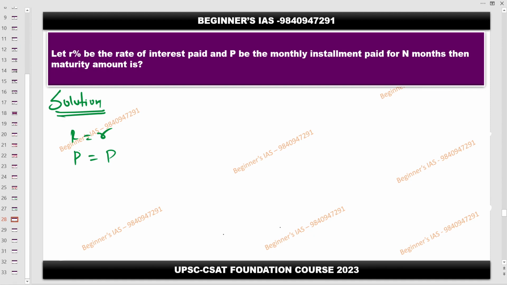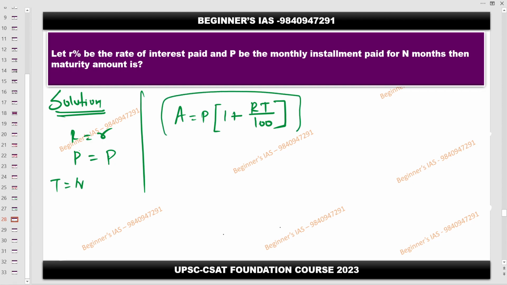Then for n months. So T is equal to n. T is equal to n. What is the maturity amount? A is equal to P, 1 plus RT by 100. Clear? This one. Are you able to understand this formula first?